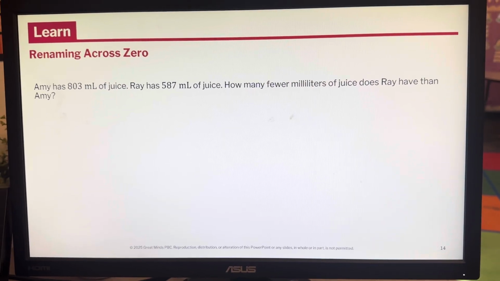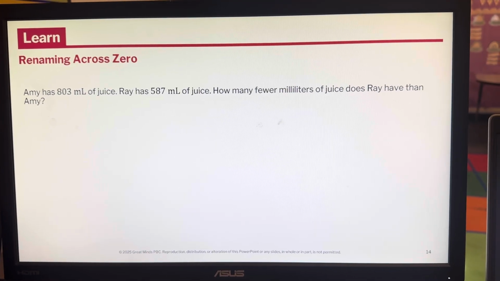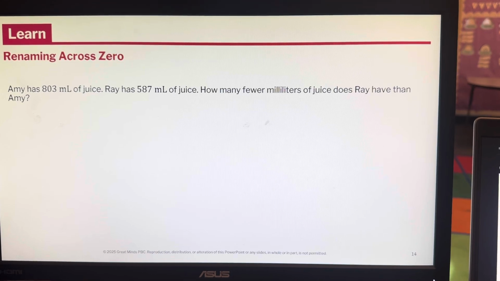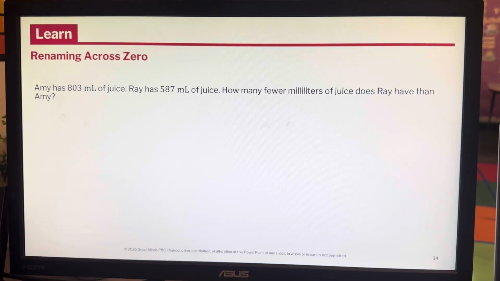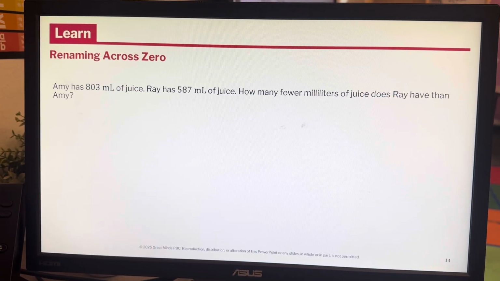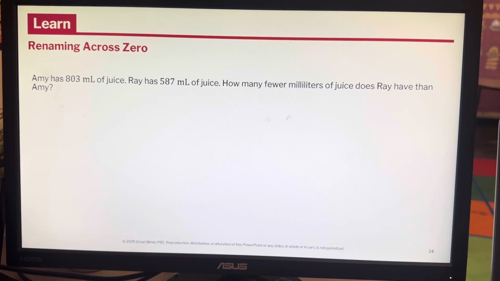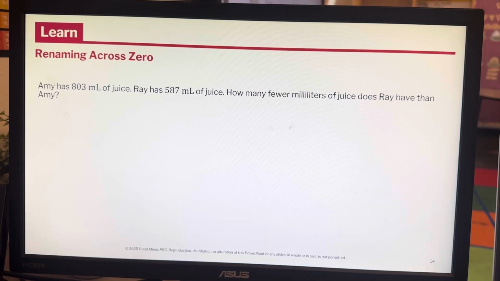So here we have Amy has 803 milliliters of juice. Ray has 587 milliliters of juice. How many fewer milliliters of juice does Ray have than Amy? So we will be guiding our students to help come up with that subtraction equation. And they will be asked, what expression can we write to find how many fewer milliliters of juice Ray has than Amy?